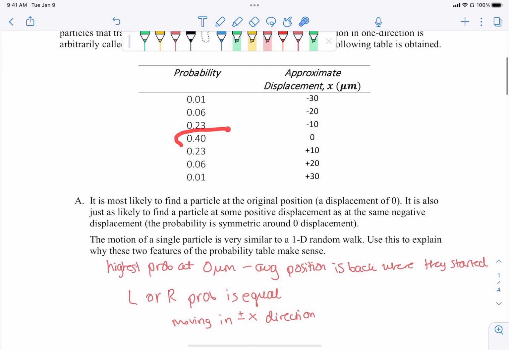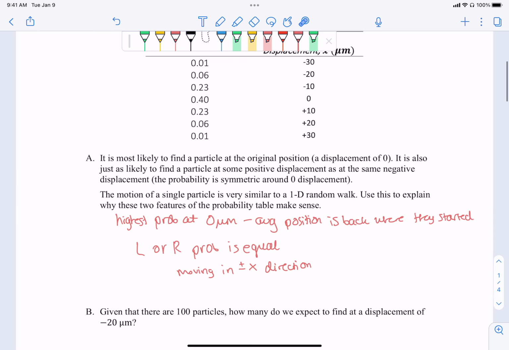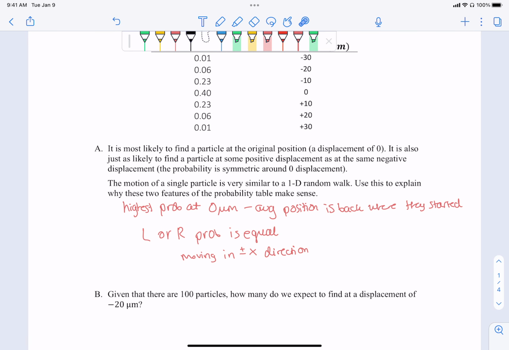Number one is because the highest probability is back where they started, which is characteristic of a random walk. And then the fact that your movement left or right has an equal probability. So it's that symmetry around the central axis, around that original position. So those are the two features of the probability table that relate to a 1D random walk. Does that make sense to everybody?